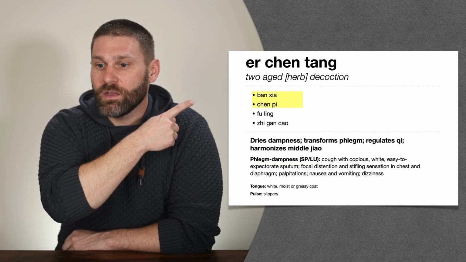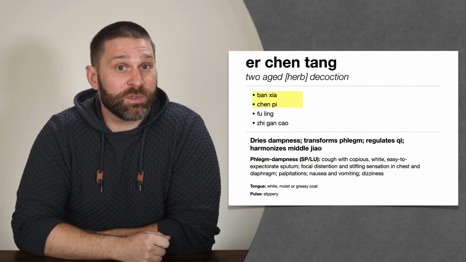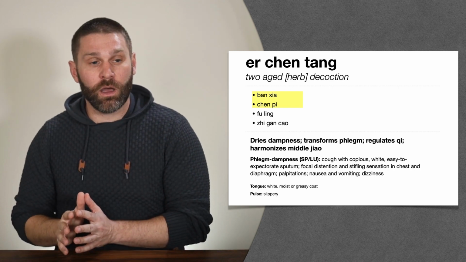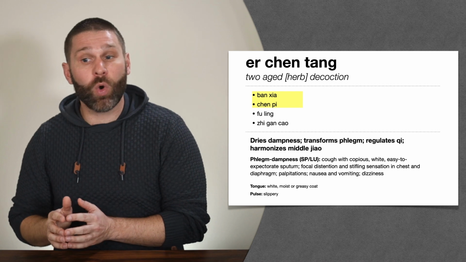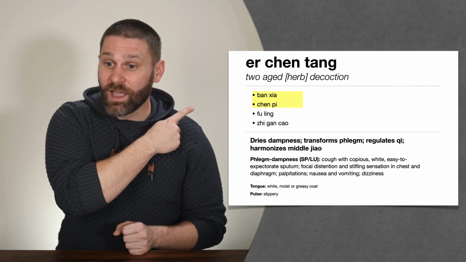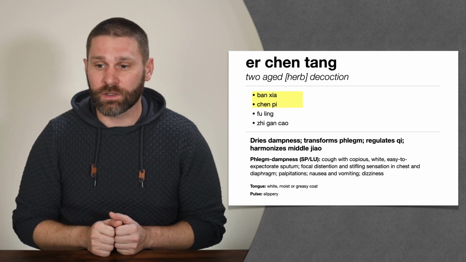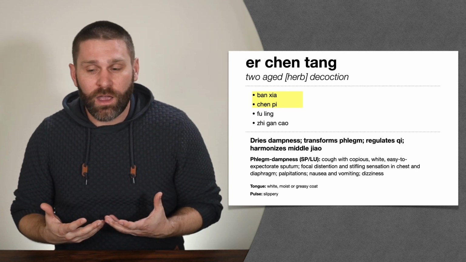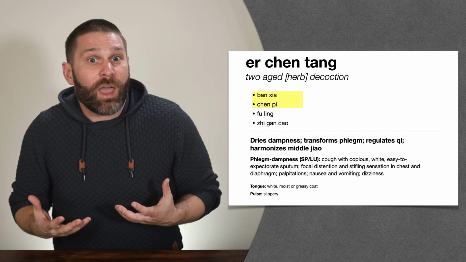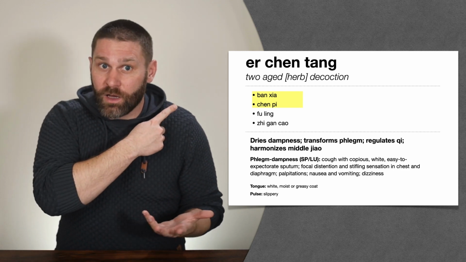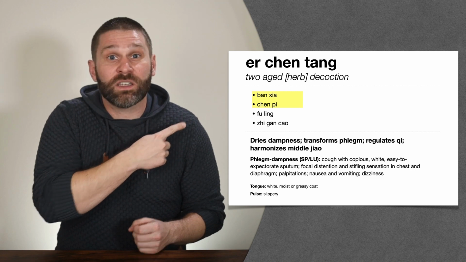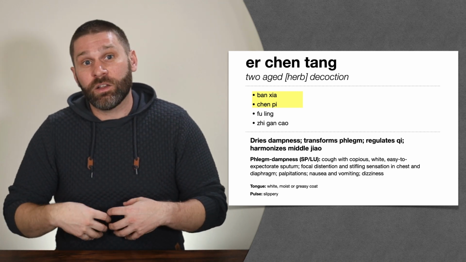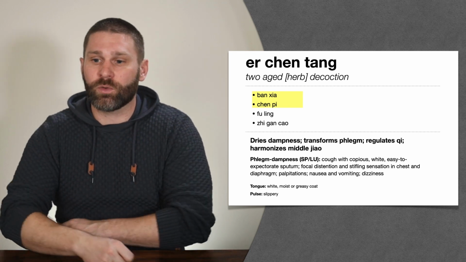Here the two main ingredients are two herbs that we've learned this semester. Ban Xia was in the category transform phlegm. It transforms cold phlegm. And then Chen Pi, aged tangerine peel, is the one that we just learned in this category. These two herbs are very commonly used together because both of them have an action of transforming phlegm. Ban Xia comes from the transform phlegm category, but Chen Pi, we also said, enters both the lung and the spleen channel, and it dries dampness and transforms phlegm.